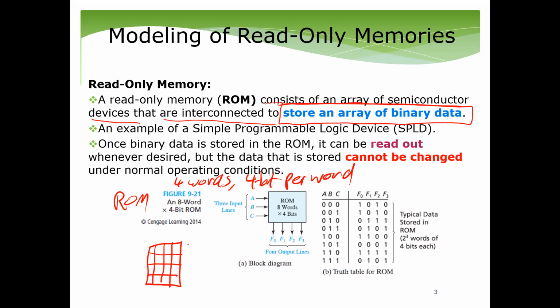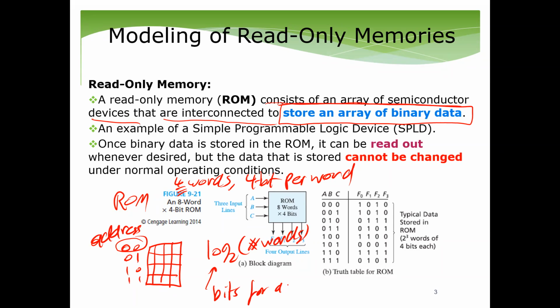We need addresses for these rows, so we need 2 bits for that. It's going to go from 00 to 11. Each one of these is called an address. So for a 4-word memory, we need a 2-bit address. This goes as log2 of the number of words. This will give you the bits for the address line.